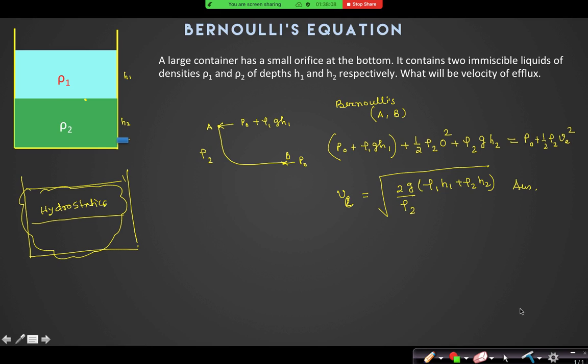Have you got it? If the velocity was appreciable, then the pressure at A would not be that from the hydrostatic formula. If the velocity is not negligible, you have to first apply Bernoulli from this point to this point inside one liquid, and then find the pressure at this point. Then from here to here, you apply another Bernoulli. Means we will apply Bernoulli separately. Okay, sir.